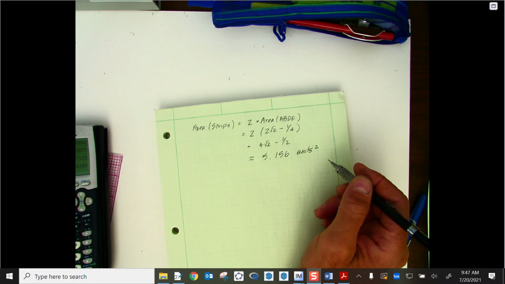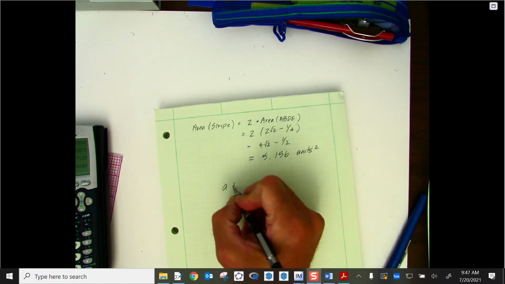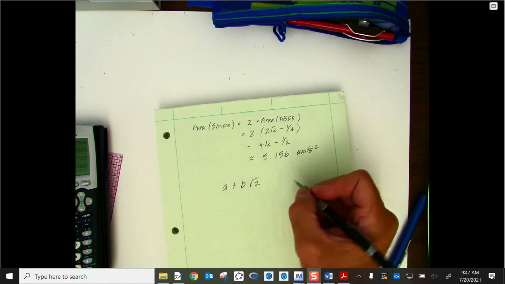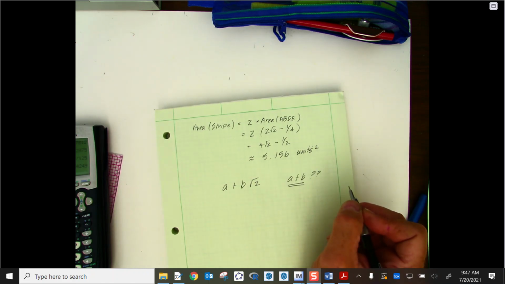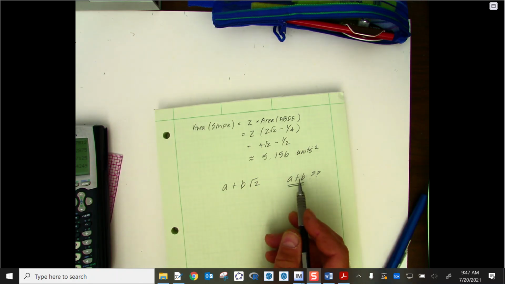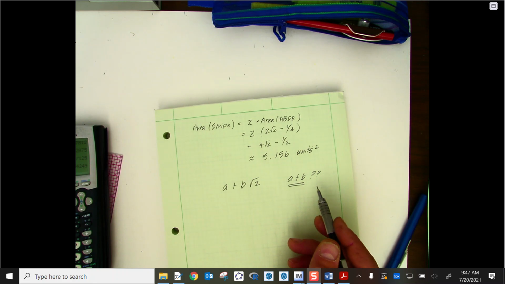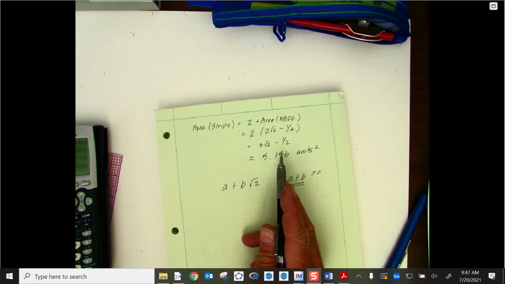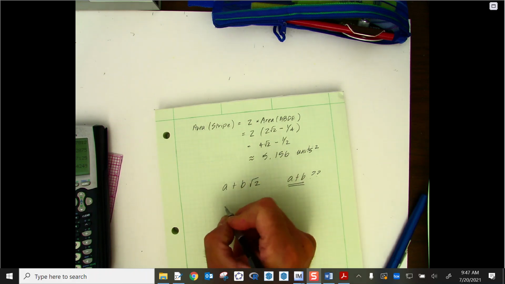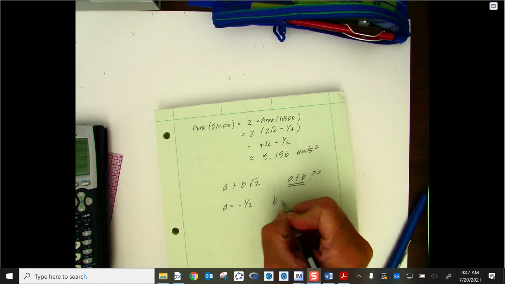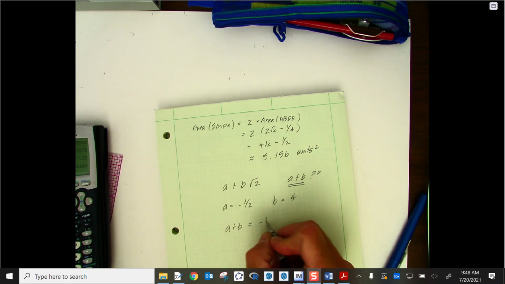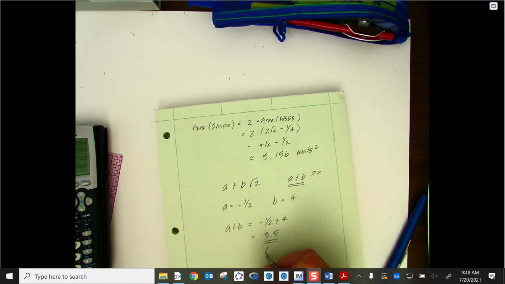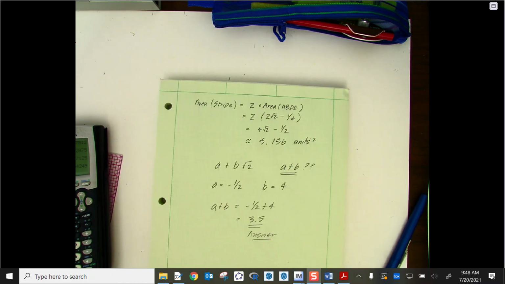But keep in mind that what they asked for was a plus b square root of 2, and they want to know a plus b. That's an interesting way to ask for an answer. I'd be curious why they want the answer in this form. Obviously, if you can find the area, you can find a plus b. So a in this case is negative 1/2. B in this case is 4, and we're supposed to add a plus b. So negative 1/2 plus 4 is 3.5, our answer written to the nearest tenth.